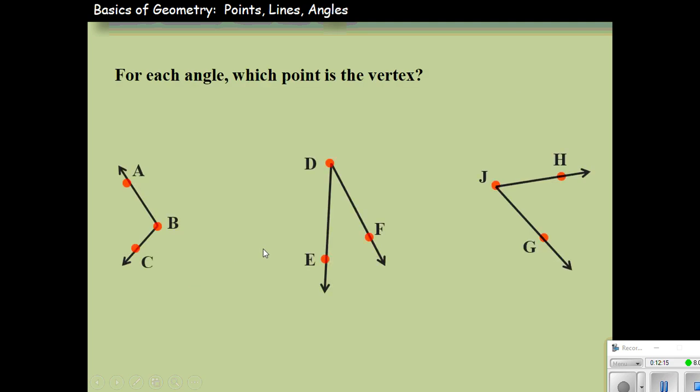All right, so for each of these angles, which point is the vertex? Let's just take a look at the first one. What's the vertex in the first one? What's the vertex in the second one? What's the vertex in the third one? And it's B in the first, D in the second, J in the third.